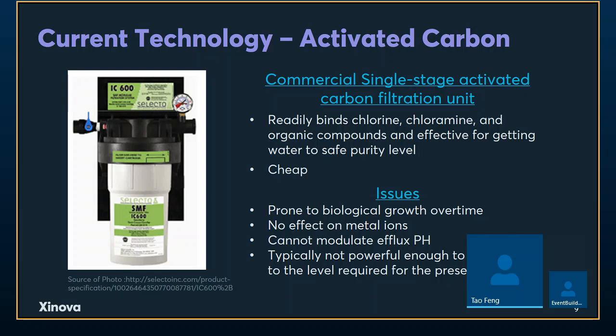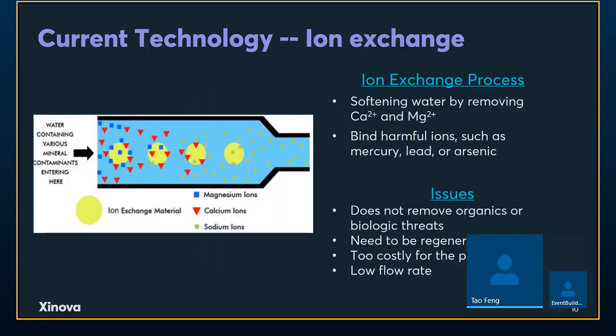So this is the activated carbon. And the next slide is ion exchange. Ion exchange, which is also called deionization, uses charged resin to bind ions of the opposite charge from the water. So this is often performed on water to remove calcium and magnesium ions in the process known as softening the water.